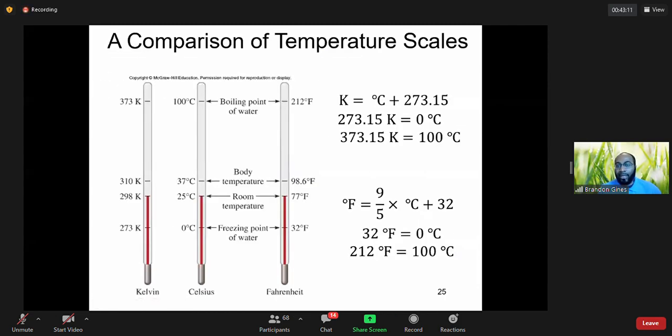I think next class, which is Monday, we'll get into the different temperature scales, right? Kelvin, Celsius, Fahrenheit. We'll talk about these and also some calculations associated with converting between these different temperature scales, right?